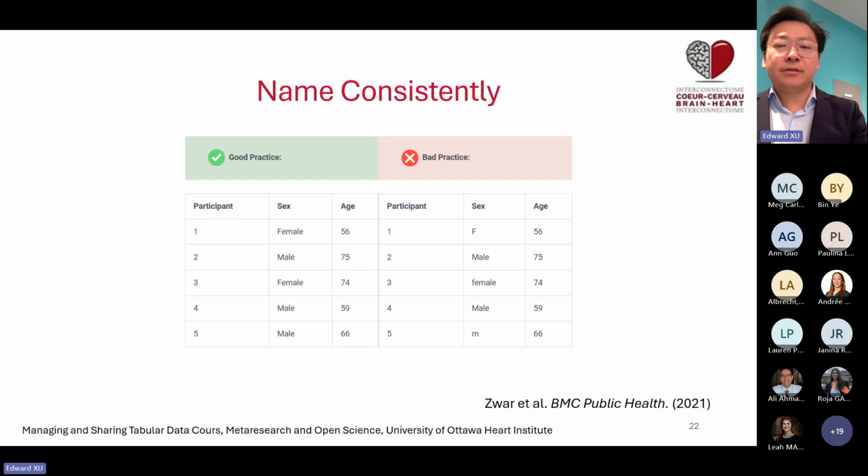And you want to use consistent labels across your data. You don't want to switch different spelling or encoding. So here, let's say for sex, if you use male, female, you use a word. Try not to use letters, and big letters, small letters. That's going to cause a lot of confusion.